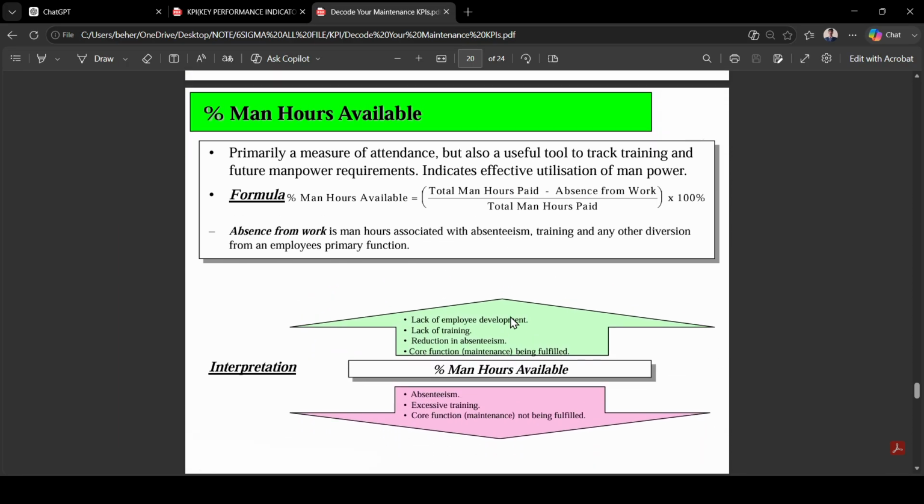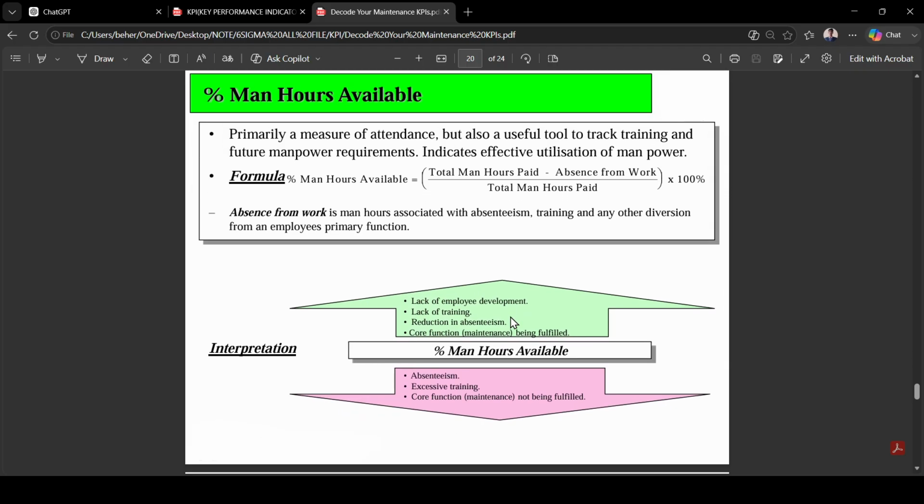Percentage of man hours available. Primarily a measure of absenteeism, but also useful to track training or future manpower requirements. Indicates effective utilization of manpower. Formula: percentage of man hours available equals total man hours paid minus absence from work, divided by total man hours paid, times 100%. Absence from work is man hours associated with absenteeism, training or other diversion from the employee's primary function.